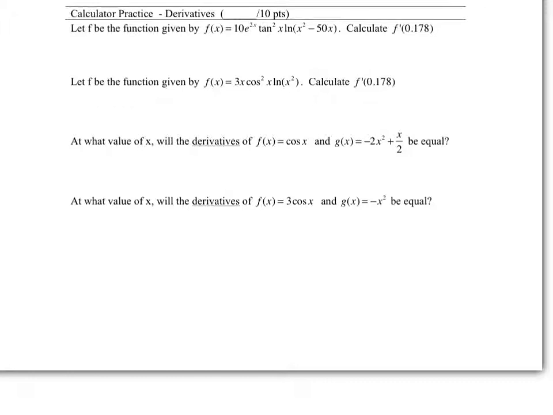The next section is calculator practice. I just want to remind you in general of the keystrokes. For the most part, you're going to be going into the Math menu. You're going to be choosing NDeriv, and then finding the derivative of each of these lovely functions at those values.